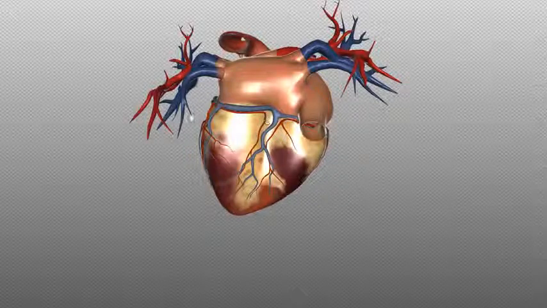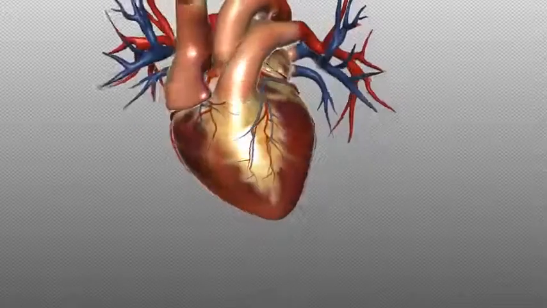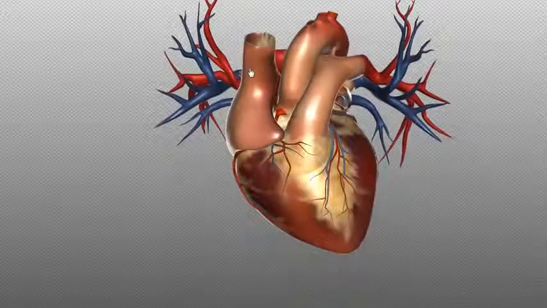So that's the arterial supply to the heart. And next I'm going to be talking about the venous drainage of the heart.